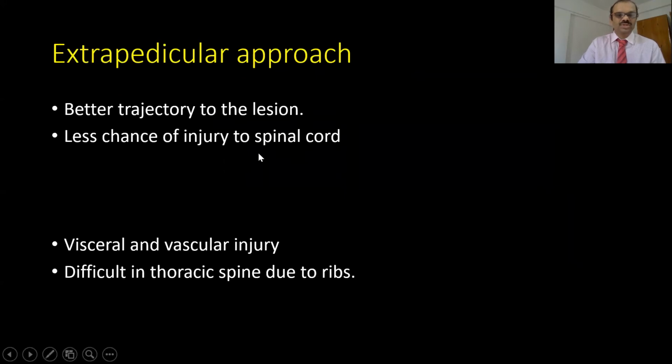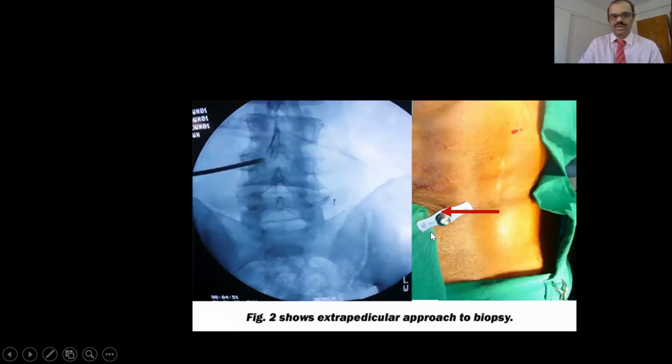So sometimes we can use an extrapedicular approach. It gives a better trajectory to the lesion. The transpedicular approach is limited by the fact that our direction is limited by the boundaries of the pedicle shadow, while here it is not the case. Also there is less chance of injury to the spinal cord. So if the lesion is on the opposite side of the vertebral body or in the center of the vertebral body, we can easily approach it through this trajectory. However, there is a risk of visceral and vascular injury, and it is difficult in the thoracic spine due to ribs.